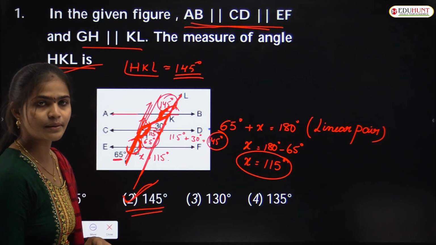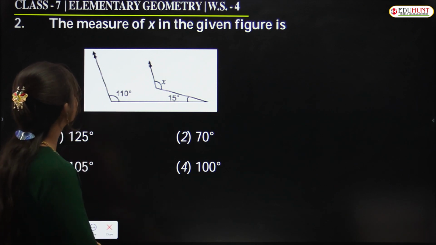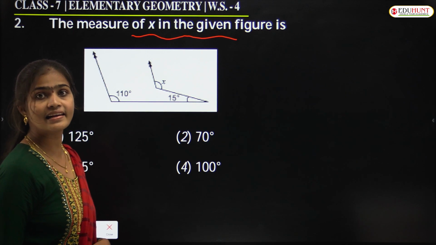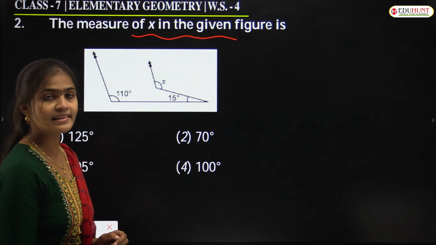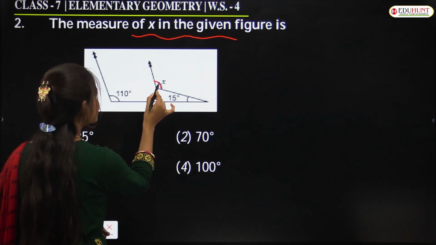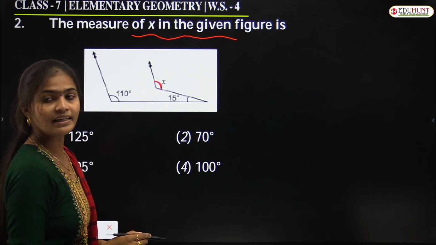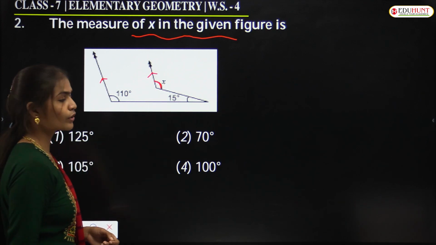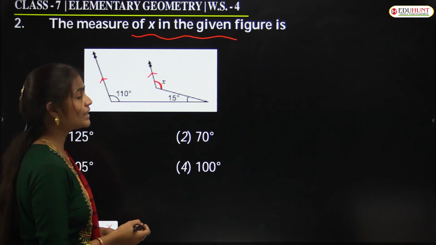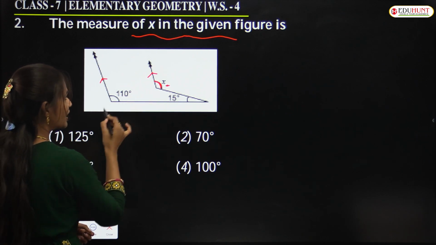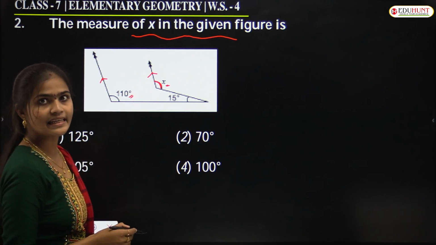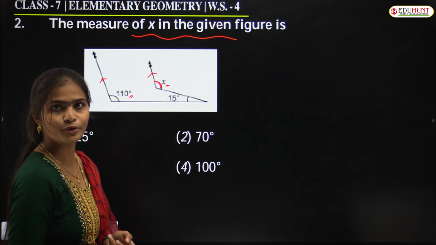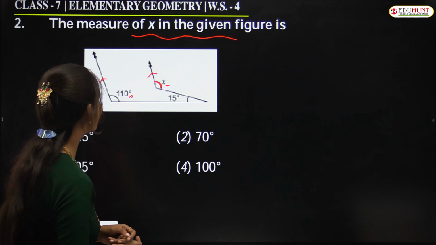Okay, let us see the second problem. Observe: find the measure of X in the given figure. So where is that X? Here they have given X. Once you observe the figure, directly they have given that these two lines are parallel to each other, and another angle given is 15 degrees. X is given, we need to find this. And here 110 degrees. So for the complete figure they have given two measurements, and we need to find the unknown measurement. So how to find that?